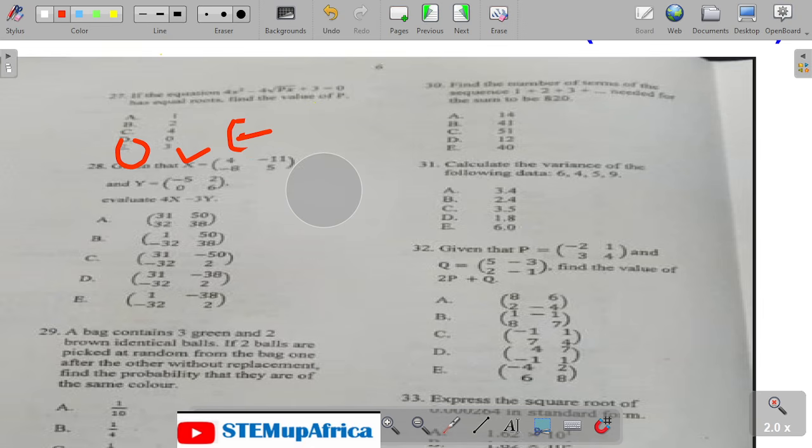Check 28. We should find 4x. So 4 will multiply everything. That will give me 16, here is minus 32, here is minus 44, here is 20.